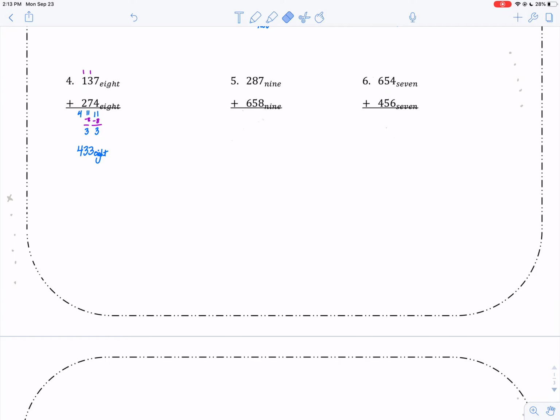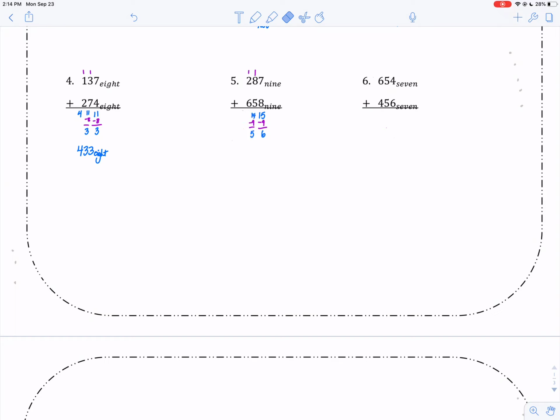Let's do one in base 9. 7 plus 8 is going to give me 15. Notice I can't have a 15 in base 9. What's the highest number I can have in base 9? That's an 8. So I'm going to subtract 9 away. So that gives me 6 units left over. I'm going to put that rod up on top. So I have 1 nine-rod to add to my 8 and my 5.